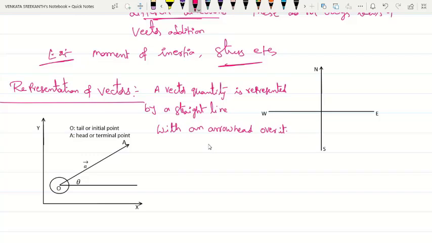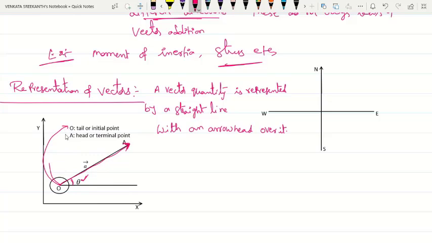A vector can be represented by a line segment. Considering the x-axis and y-axis on a two-dimensional plane, I am taking one vector: a straight line with an arrowhead over it, from O to A. With respect to the horizontal, it makes an angle theta. Here O is the tail or initial point.